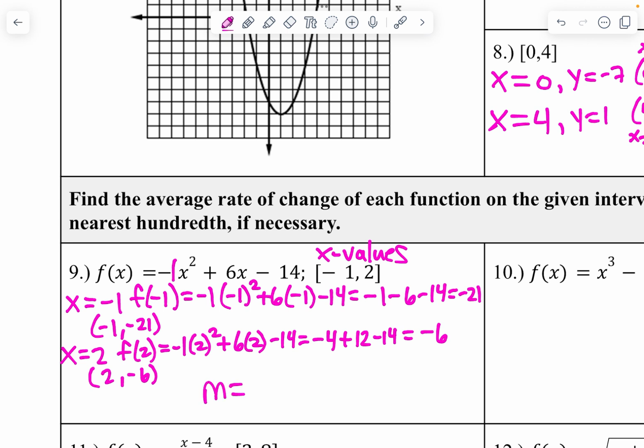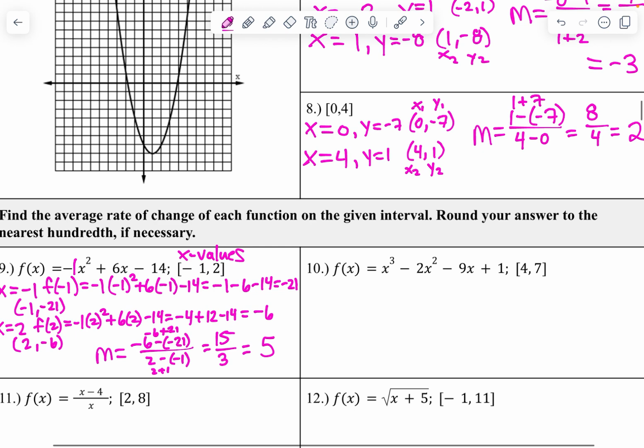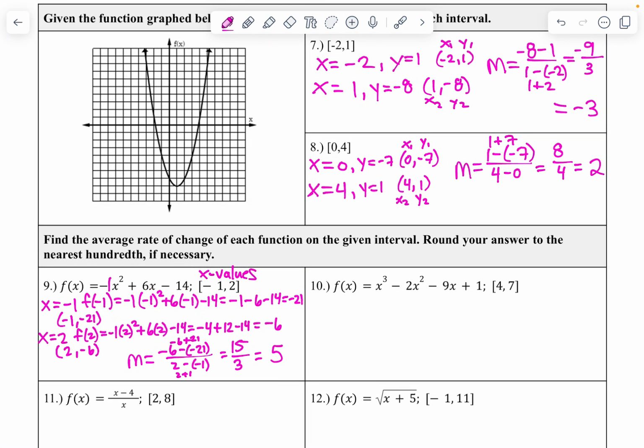And so if we plug into our slope formula, find the difference in the y values divided by the difference in the x values. Again, it becomes negative 6 plus 21, 2 plus 1 in the bottom. So 21 minus 6 would give us 15. And the bottom 2 plus 1 is 3, so 15 divided by 3 gives us 5. So the average rate of change for the interval from negative 1 to 2 is positive 5.